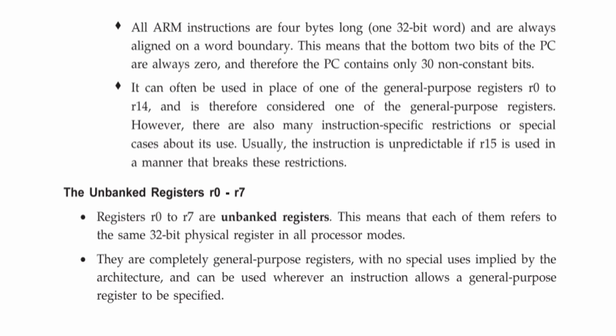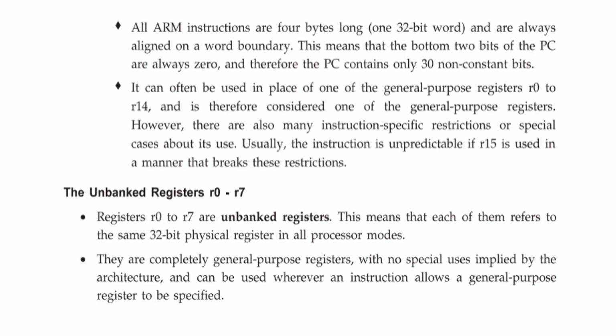And these are the banked registers. R0 to R7 are banked. This means that each of them refers to the same 32-bit physical register in all processor modes. So R0 to R7 are unbanked registers in all processor modes, right?